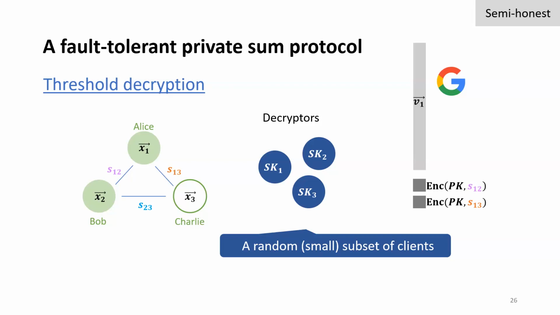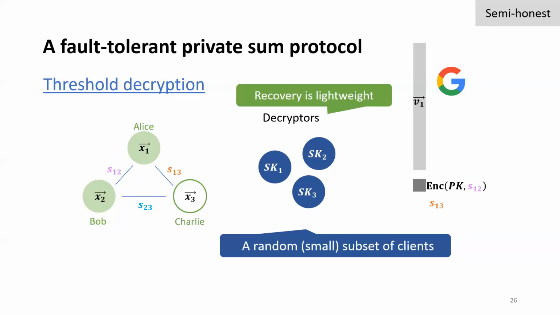The server next will simply ask the decryptors to decrypt the ciphertext and get S13 here. And this is also very lightweight because the server only needs to ask for the masks between the online clients and offline clients. And also these secrets are very, very short compared to the vectors.